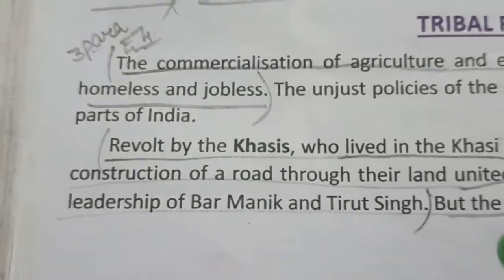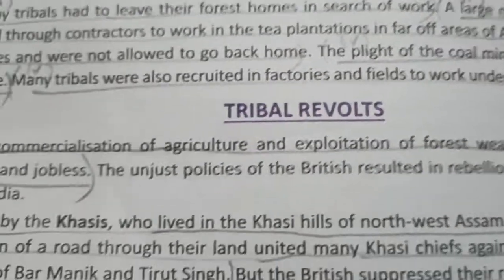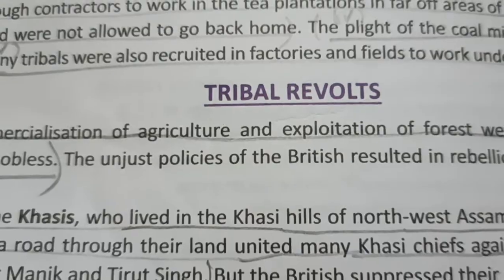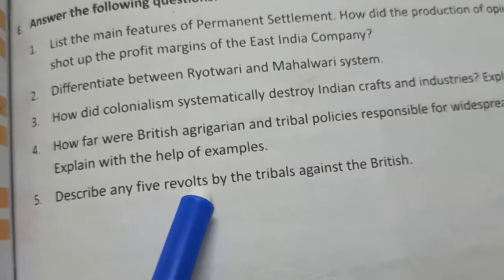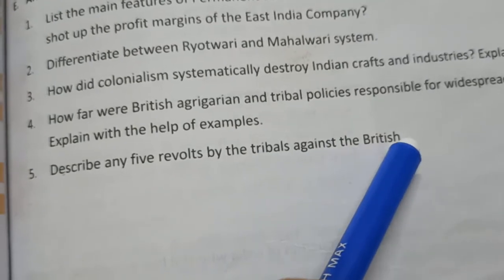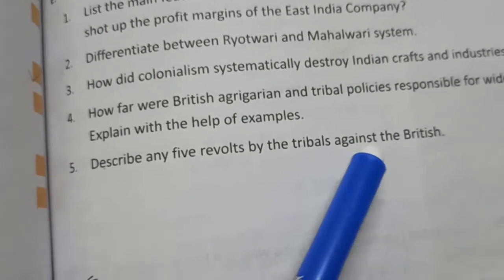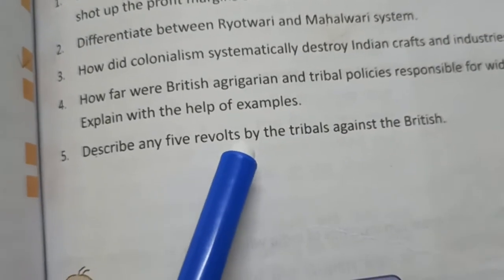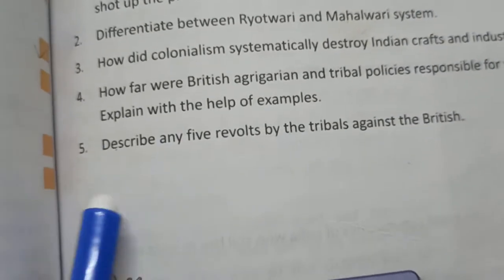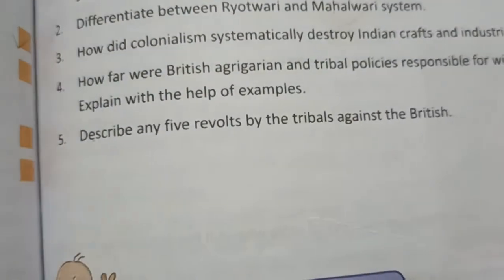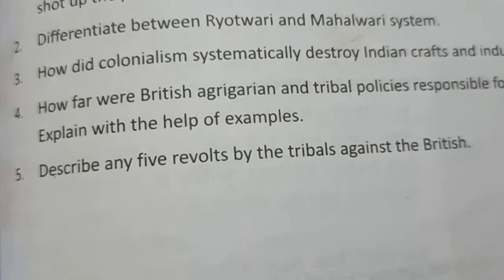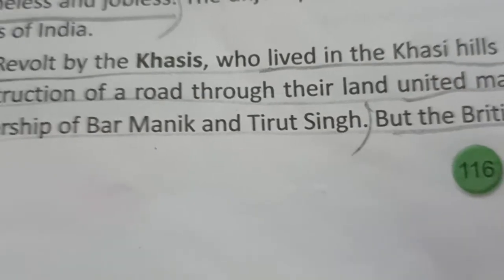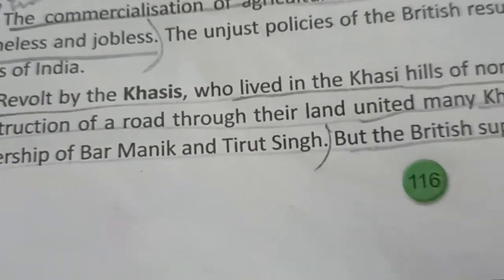Now the last question of this lesson we will see, E5th question. And E5th question is, describe any 5 revolts by the tribals against the Britishers. We all know that tribals revolted against the Britishers. You have to describe any 5 revolts. So for this answer, take out page number 116. You have to write about 5 revolts.